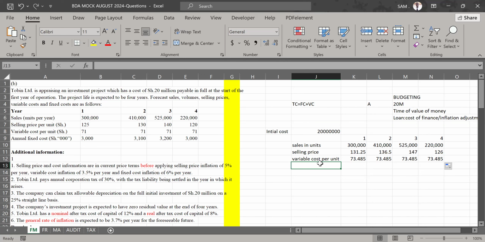We have now annual fixed cost, like that. Now, the annual fixed cost, we also refer to the same note one. You realize it is also affected by the inflation adjustment. So let us go ahead and apply the inflation adjustment.